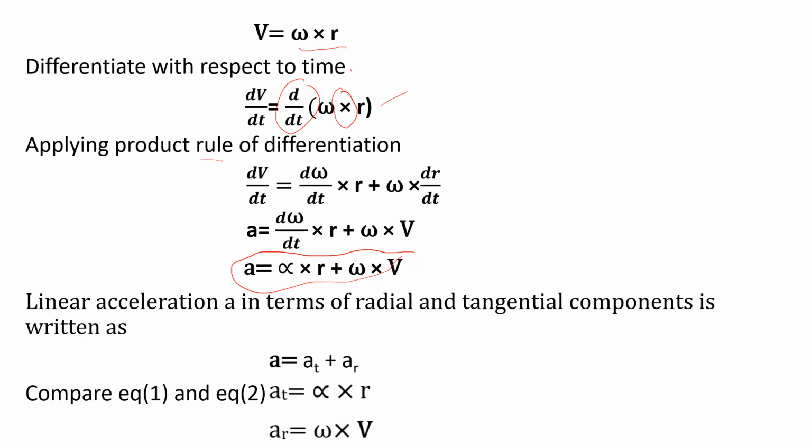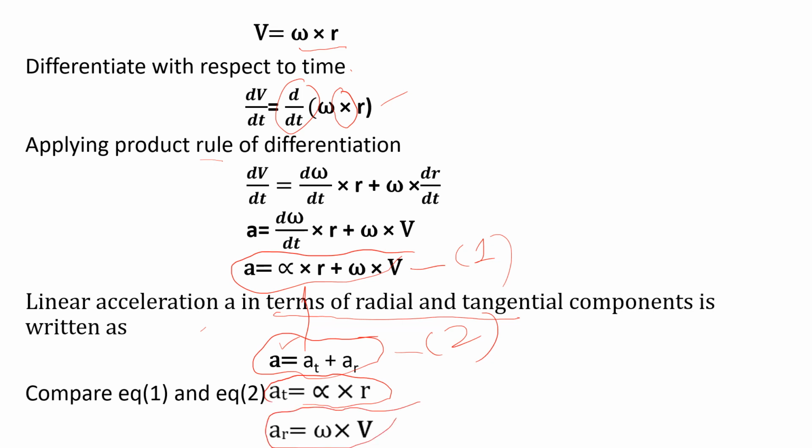Linear acceleration a, in terms of radial and tangential components, is written as a is equal to at plus ar. Compare equation 1 and equation 2. This is equation 1 and this is equation 2. So we end up with at is equal to alpha multiplied by r, and the radial component ar is equal to omega multiplied by v. This is the tangential component of linear acceleration and this is the radial component.